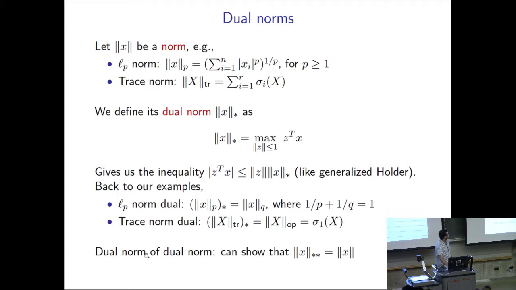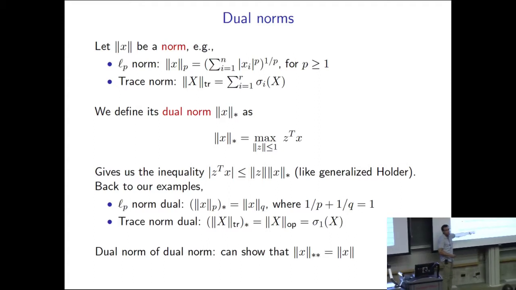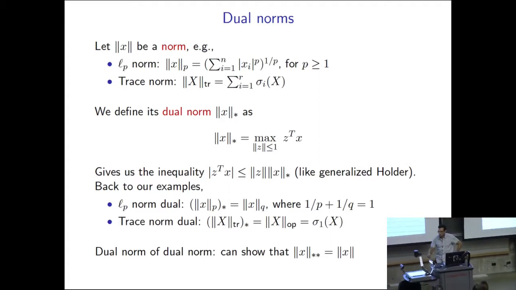And lastly, the dual of the dual norm. You might ask yourself, what happens if I took the dual of this norm? Well, you can actually show that you get back the original norm itself. So that means, for example, that the dual of the operator norm is the trace norm. And here I wrote down that the dual of the 1 norm is the infinity norm. Well, that also means the dual of the infinity norm is the 1 norm, because the dual of the dual gives us back the original norm.